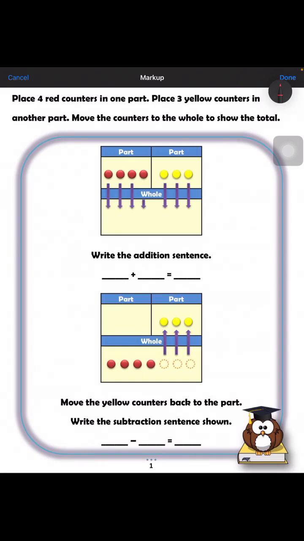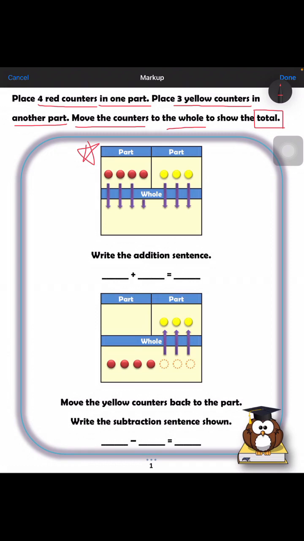Hi kids, please turn to page 1, and here is a part whole table. So in the table we need to place 4 red counters in one pot, and we place 3 yellow counters in another pot. And now we need to move the counters to the hole to show the total numbers of counters.